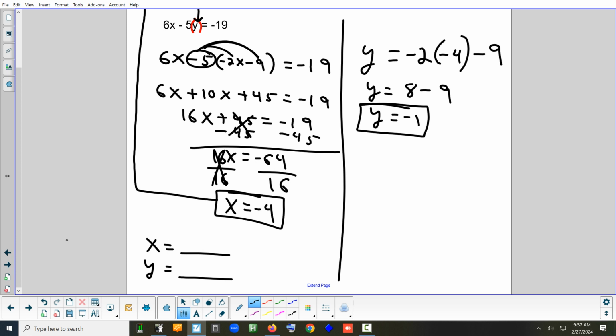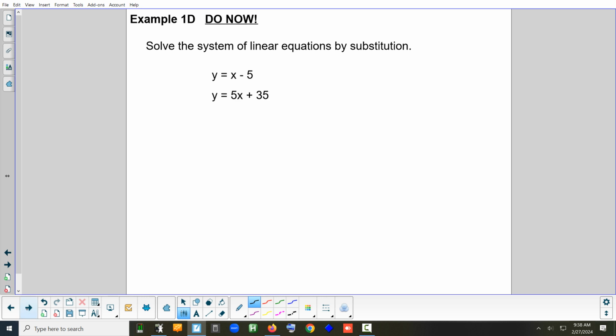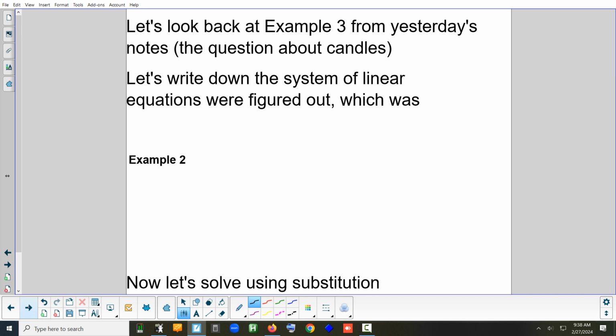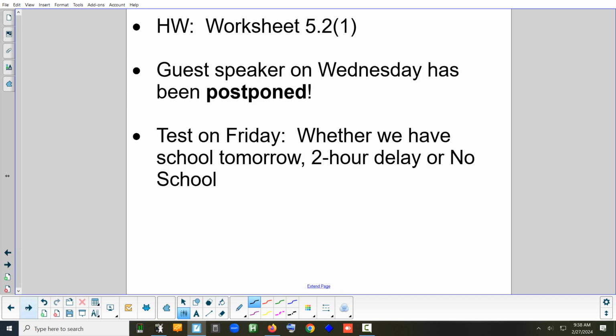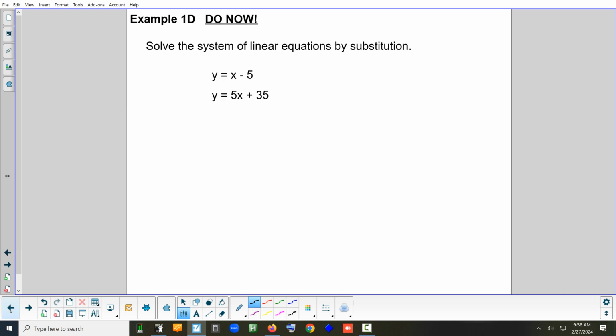Question on 1b. Alright, so let's see. So 1c, that's similar to what we did. So is 1d. I'll probably let you guys try one of those. And then there's a problem that we did at the end of the notes from yesterday. It was the one with the small candles and large candles. I'm going to have to look up what the equations were, but they want us to solve it. Okay, but I'll look up what those were in a little bit.